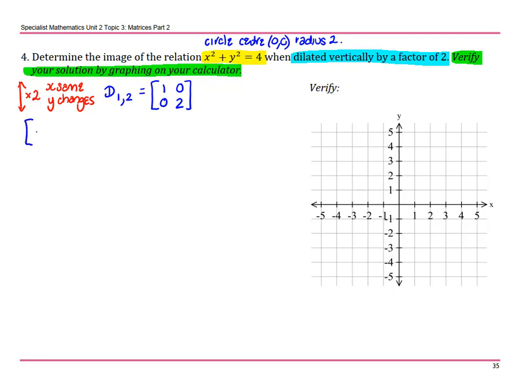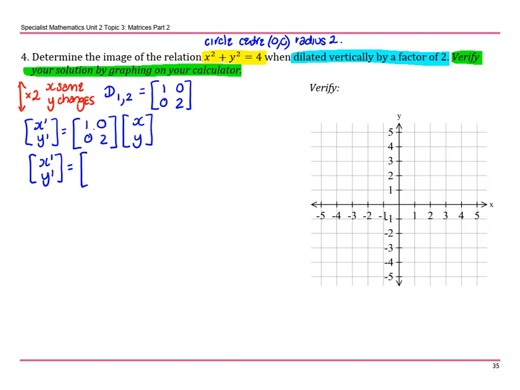So our image is going to be that dilation matrix times by my original x and y. 1 times by x plus 0 times by y is x. 0 times by x plus 2 times by y is 2y. Makes sense. Y is doubling.